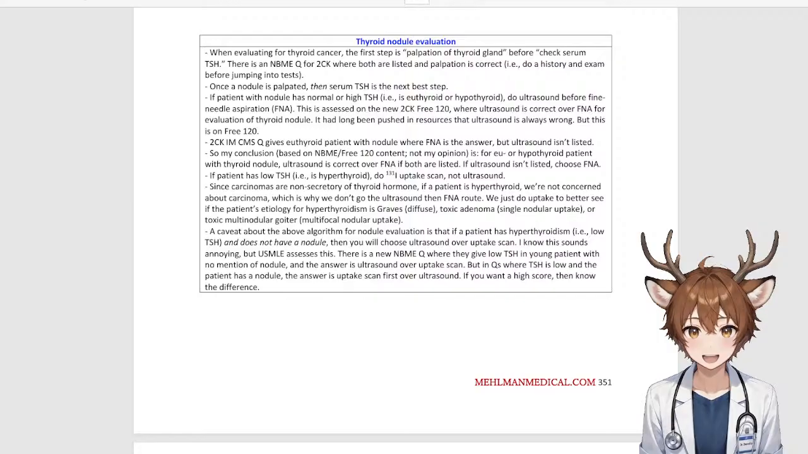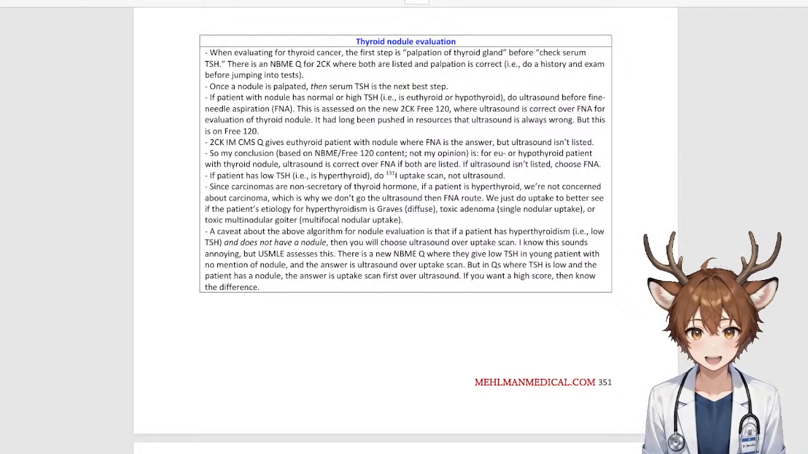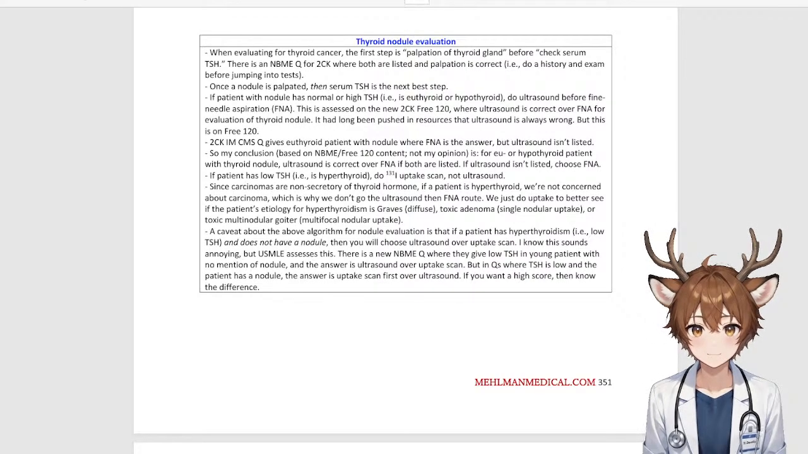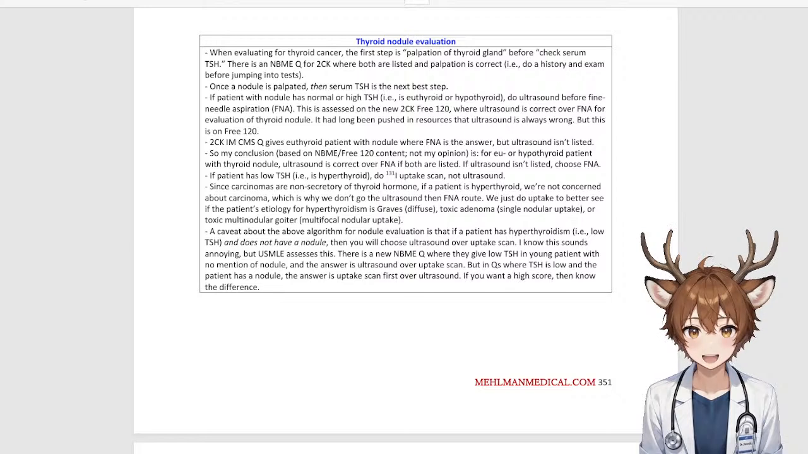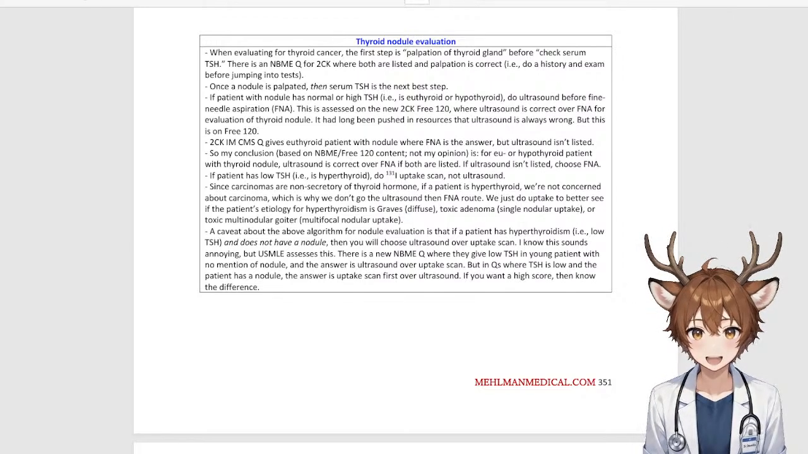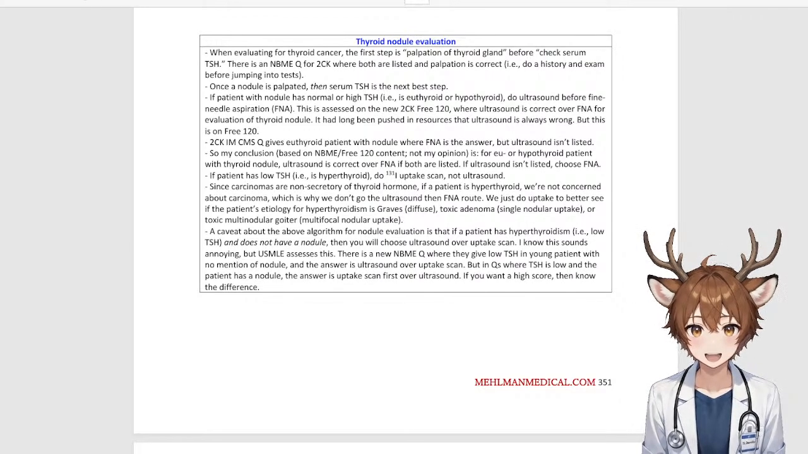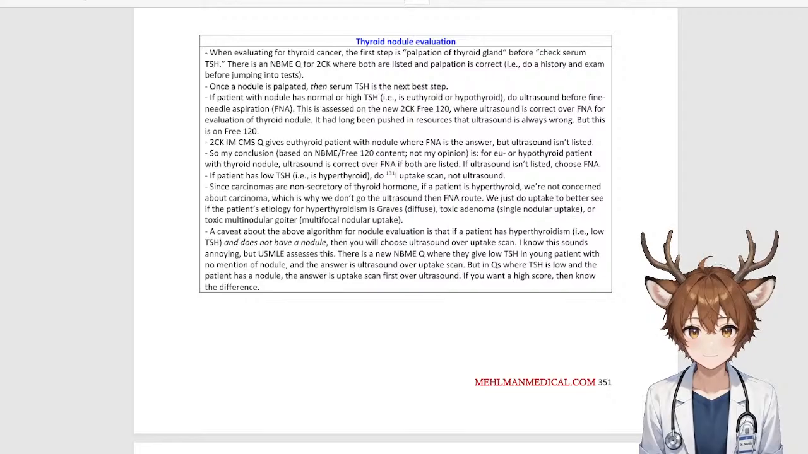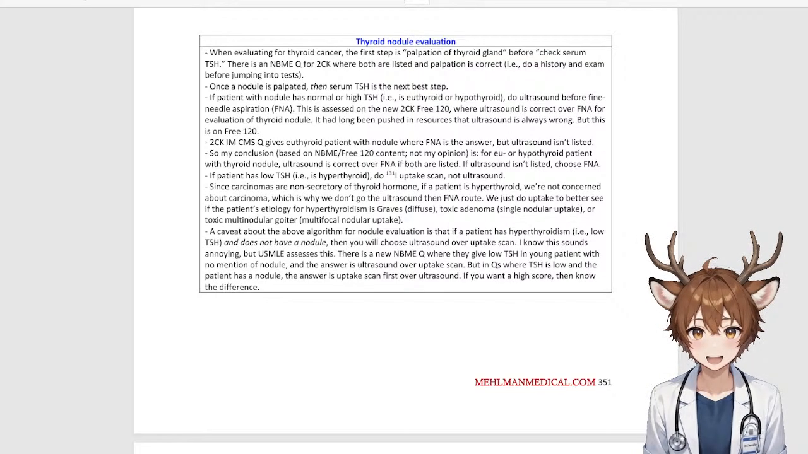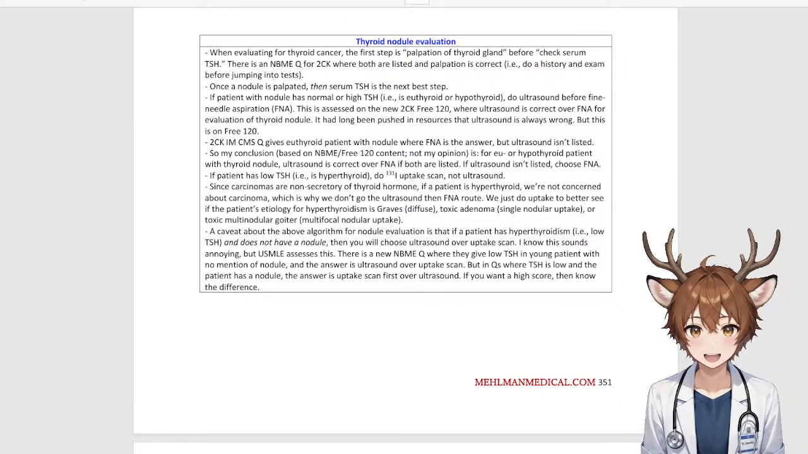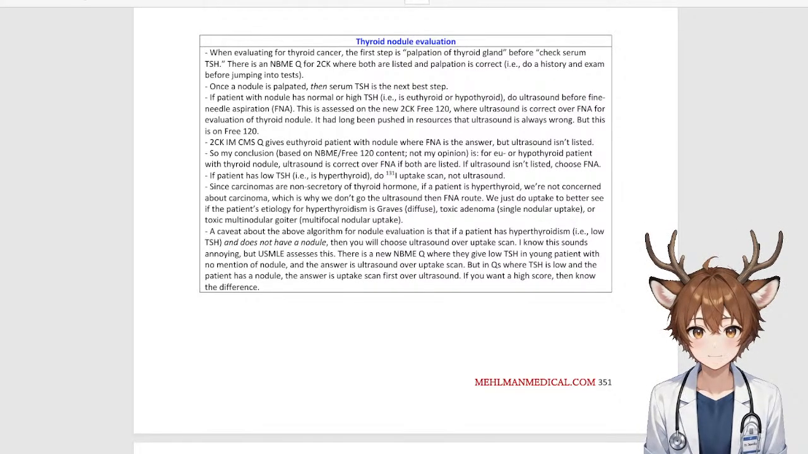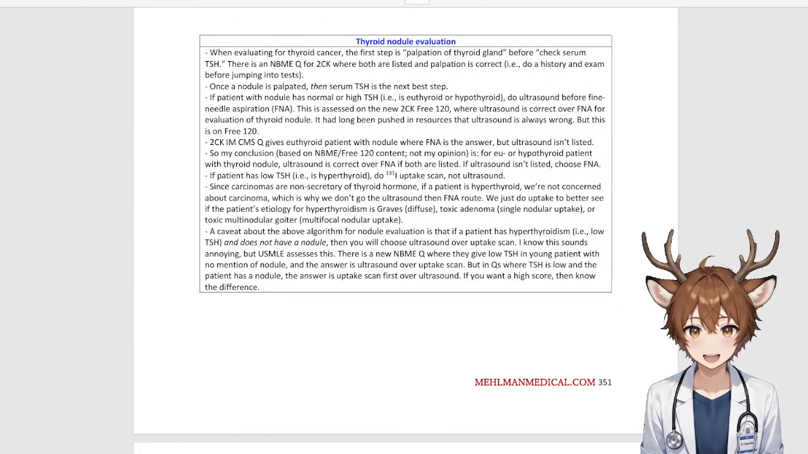Okay, I am back. Let's continue with thyroid nodule evaluation. When evaluating for thyroid cancer, the first step is palpation of the thyroid gland before checking serum TSH. There is an NBME question for 2CK where both are listed and palpation is correct. That is to say, do a history and exam before jumping into tests. Once a nodule is palpated, then serum TSH is the next step.